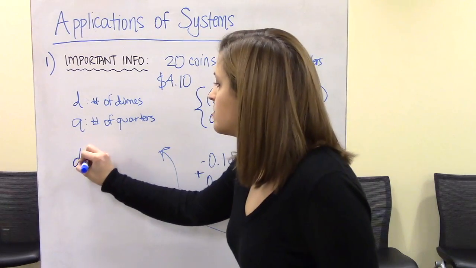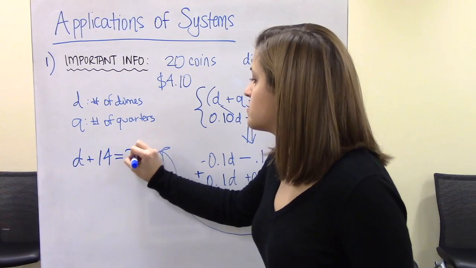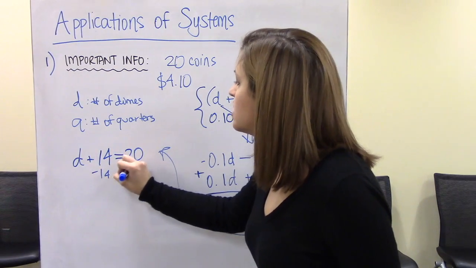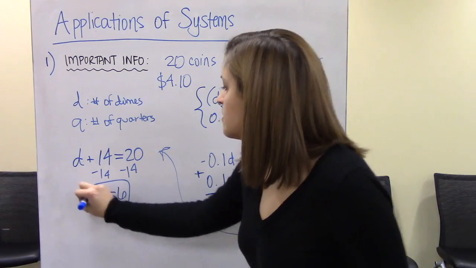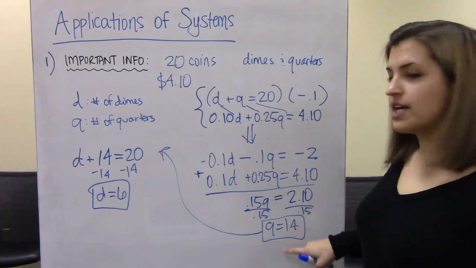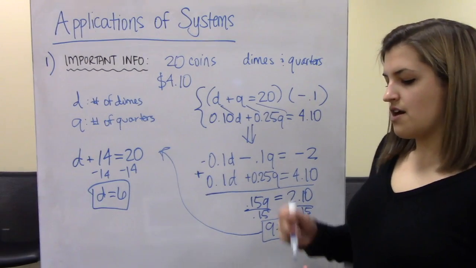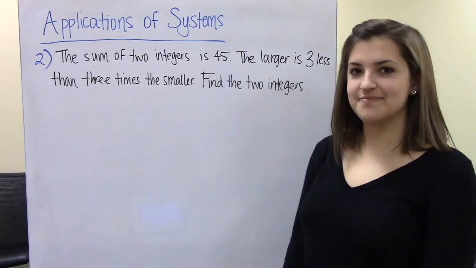So D plus Q, so D plus 14, equals 20. And when I subtract 14, I get that D equals 6. So the number of dimes Ben has is 6, and the number of quarters he has is 14. All right, so that's how we can solve one type of problem, but let's do another one.